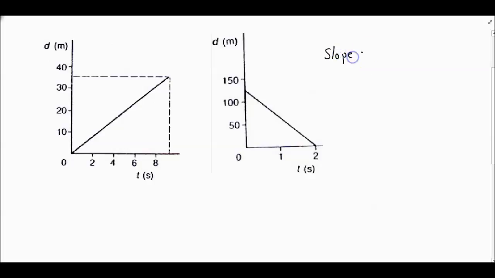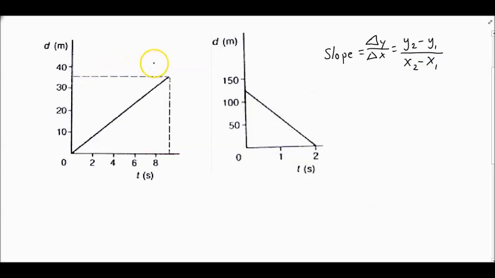You can find the mathematical relationship using this equation. The slope of the line is equal to the change in y over the change in x. In other words, y2 minus y1 over x2 minus x1.